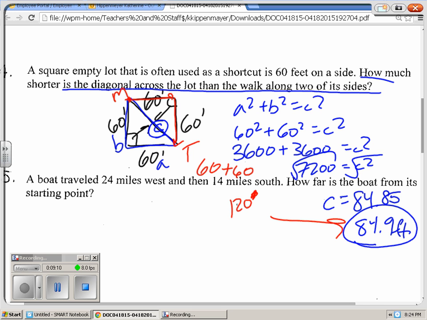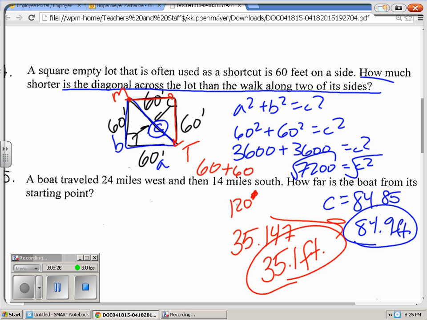So I'm going to take the 120, and I'm going to subtract the 84.85281374, and we get 35.147. So when we round that, that's 35.1 feet. That's how much shorter the shortcut is.